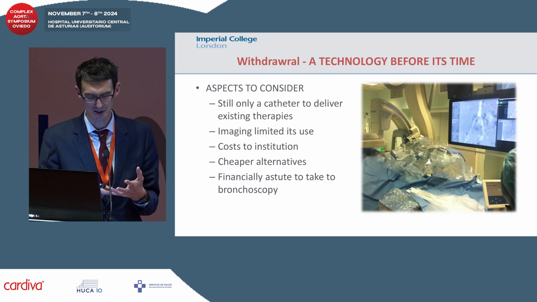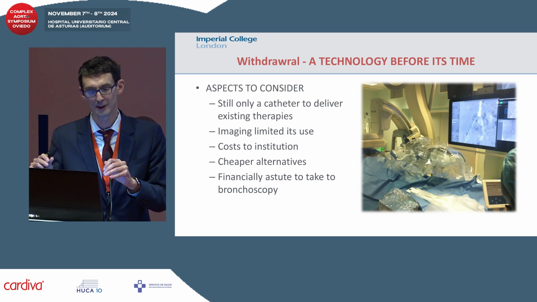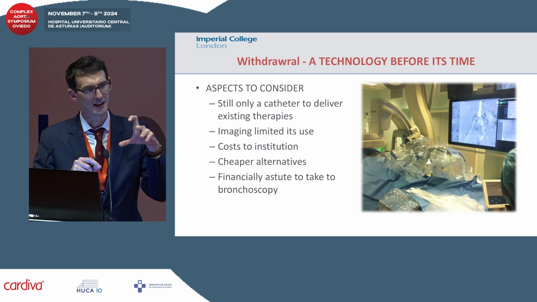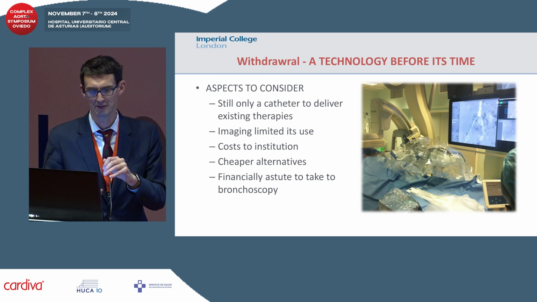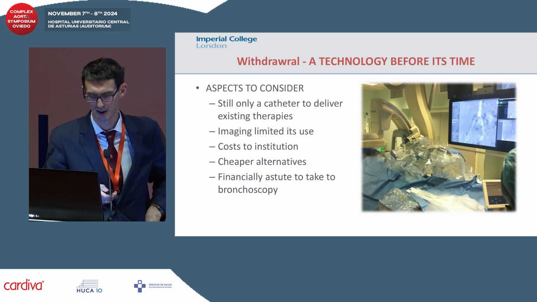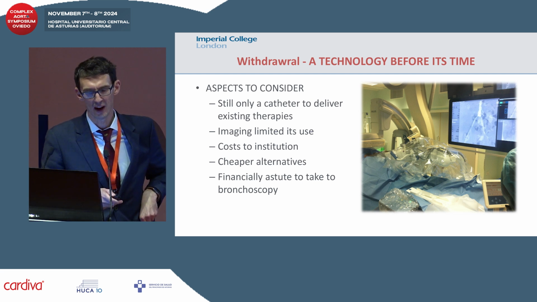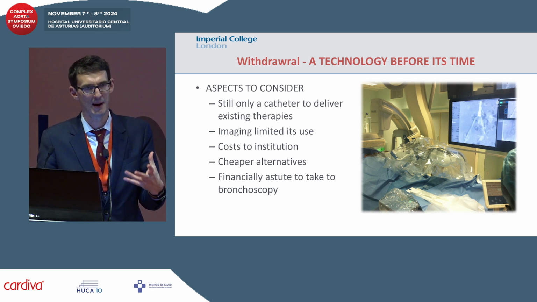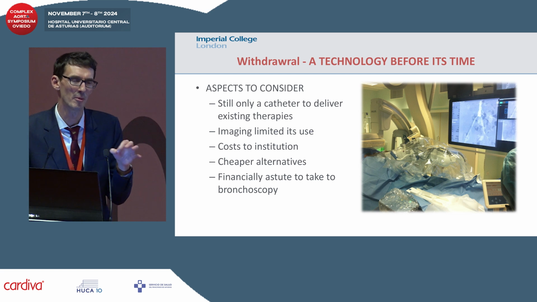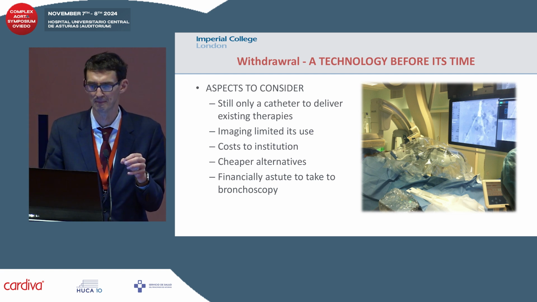It was very expensive, this catheter, and there was a significant cost to the institution, perhaps with cheaper alternatives and steerable catheters now. It was only a catheter to deliver existing therapy. So it really was just getting you to the place to deliver the therapy, which may have been one of its downfalls. Really, the procedures were limited by the same thing that the manual procedures are limited. Probably imaging is the most important one.